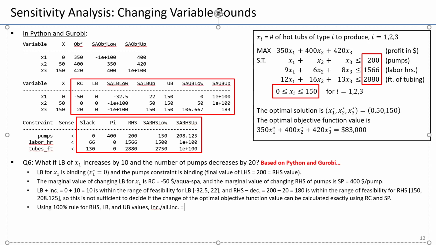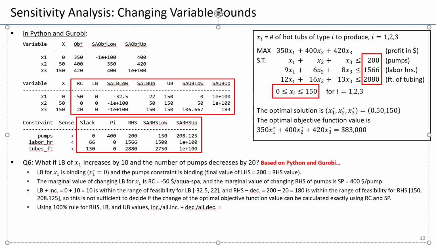and we have to add the decrease. So there is the second decrease divided by the allowable decrease for this right-hand side. Now notice, I don't have the Excel report now, so I'll actually have to calculate the allowable increase and allowable decrease from the ranges.